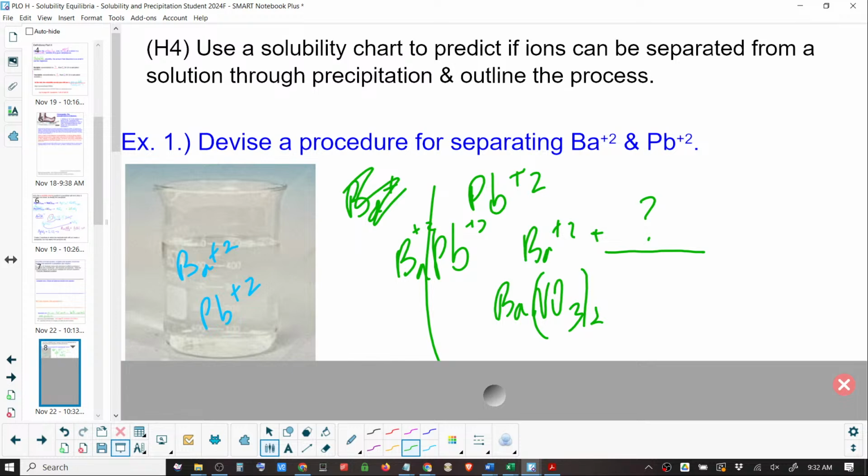If you precipitate this out, and then you use SO4, which will precipitate this, but this is already precipitated, so it doesn't matter. Just make sure you put in all your charges. You're good to go. Don't put it upside down.